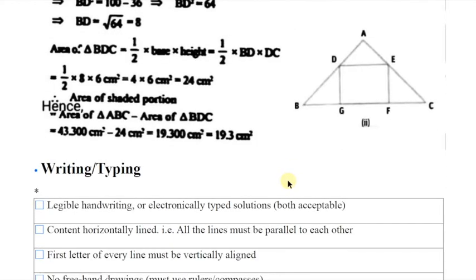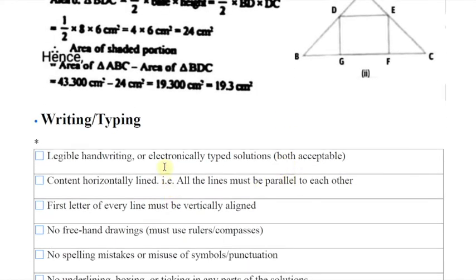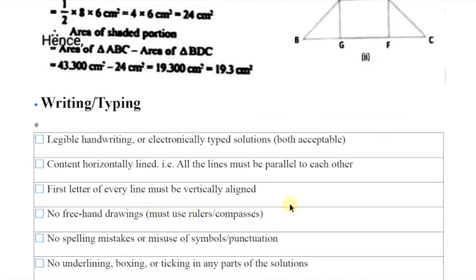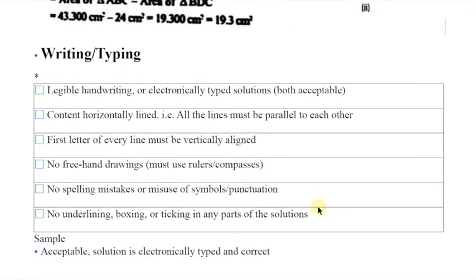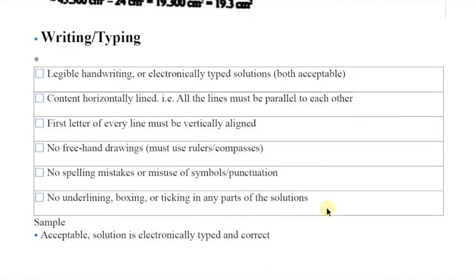So next, writing and typing. Legible handwriting or an electronically typed solution are both acceptable, or even a screenshot is acceptable. Content must be horizontally lined, that is, all the lines must be parallel to each other. The first letter of every line must be vertically aligned. No freehand drawing; you must use a ruler or compass. No spelling mistake or misuse of symbol or punctuation. No underlining, boxing or ticking in any part of the solution.